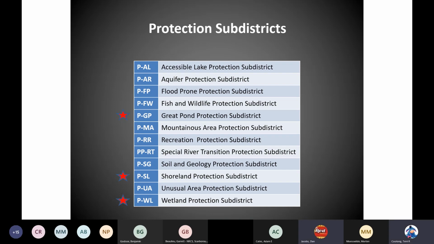So you can see all the protection subdistricts begin with a P, and that's how they're labeled on a map. So for a great pond, the first star, that is going to be labeled as PGP on the land use guidance map.